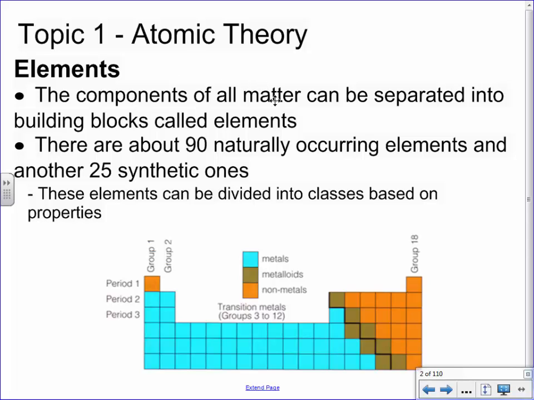Can anybody define for me what matter is? Yeah, matter is anything that has mass. It needs to weigh something, and it has to take up some sort of space. For example, here's an example of something that's not matter: a vacuum.